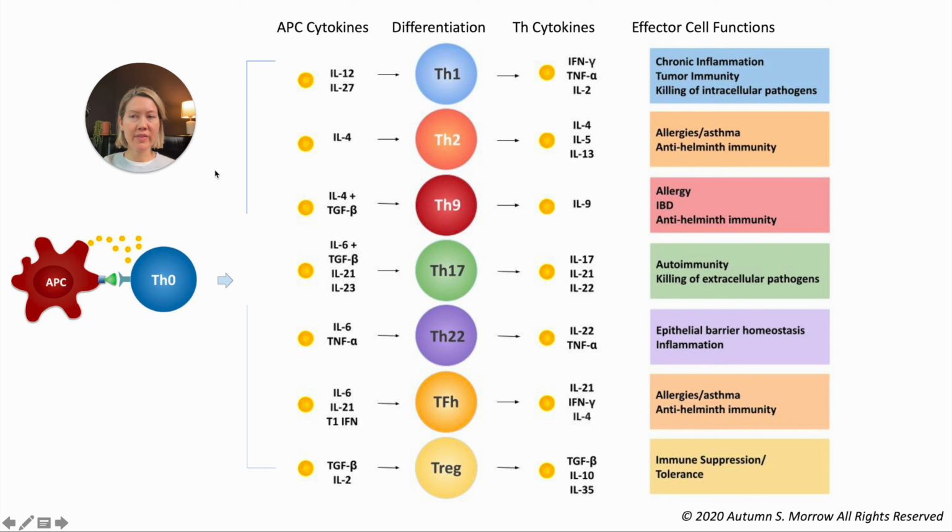But do recall that the 3 signals required for activation of a T cell apply to every single type of T helper cell, and each one of these T helper cells, after they're activated, achieve these effector functions by the release of their own cytokines that drive the specific immune response.